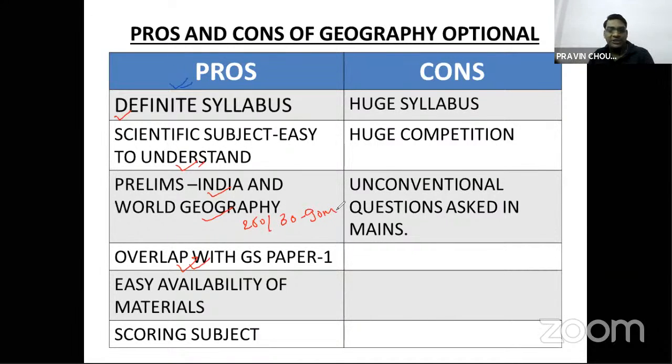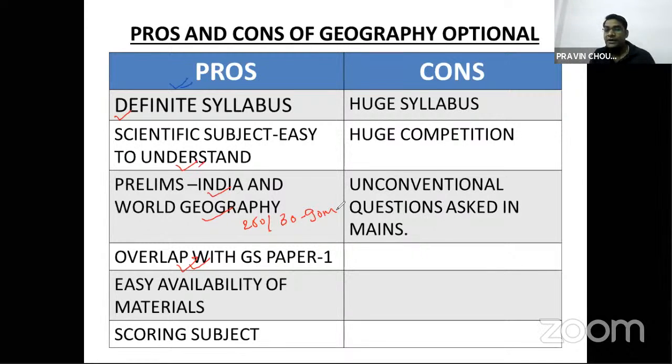So there is some logic behind the location of industry. There is some factor that is responsible and decides the distribution of industry. So obviously in GS paper 1, you will see 80 to 90 marks out of 250, somewhere around 50% of questions, come from your geography part. So it is more overlapping with your GS paper 1.